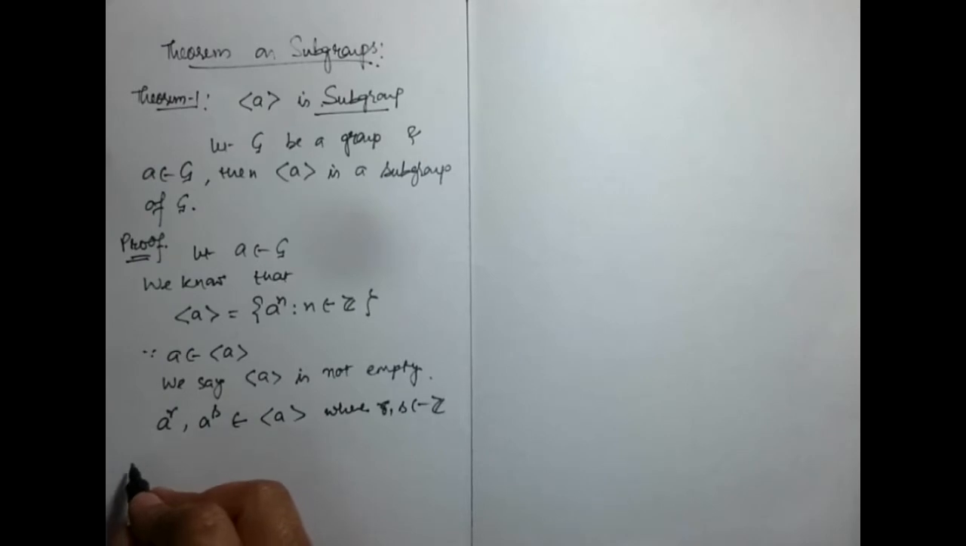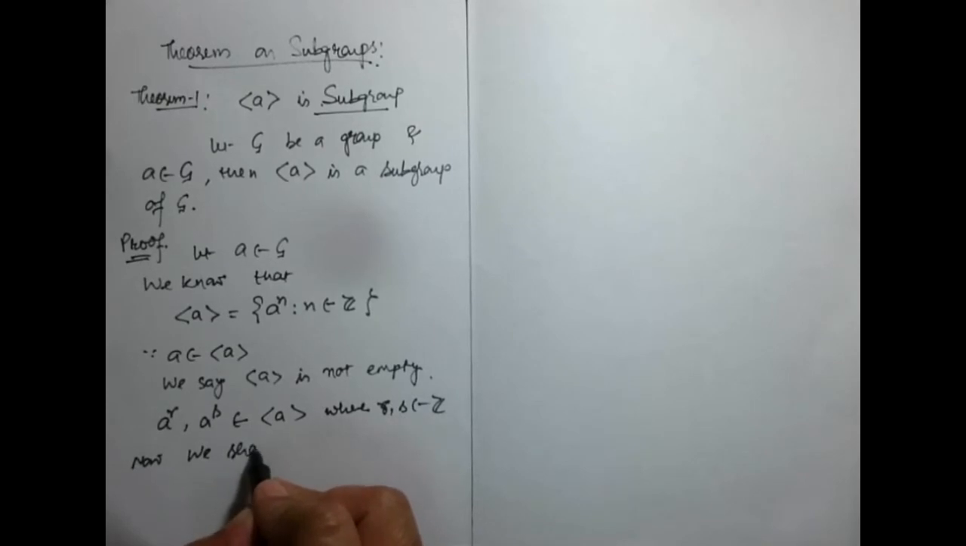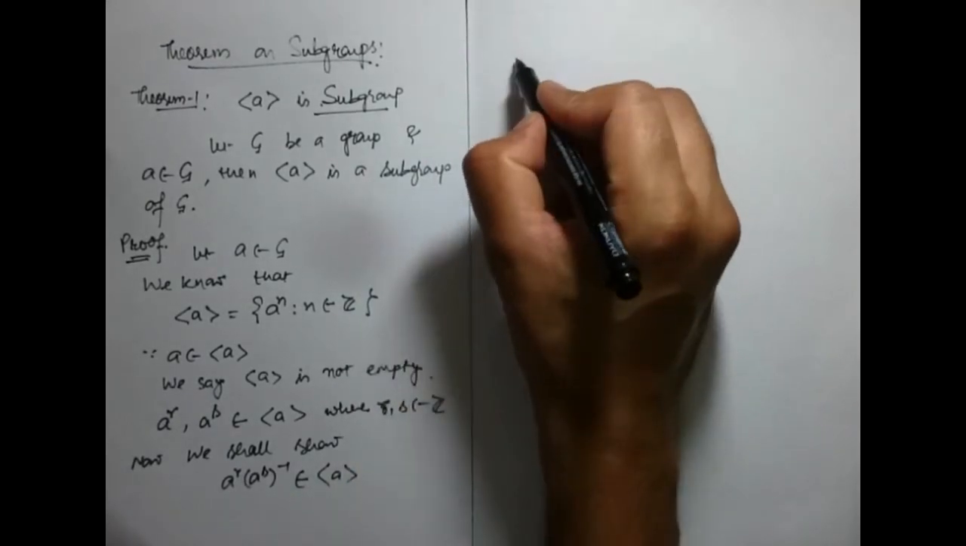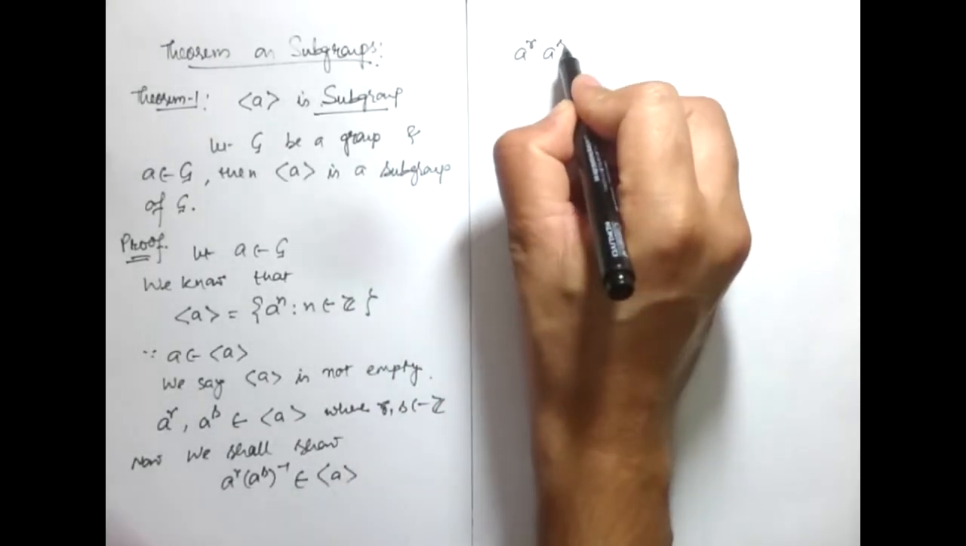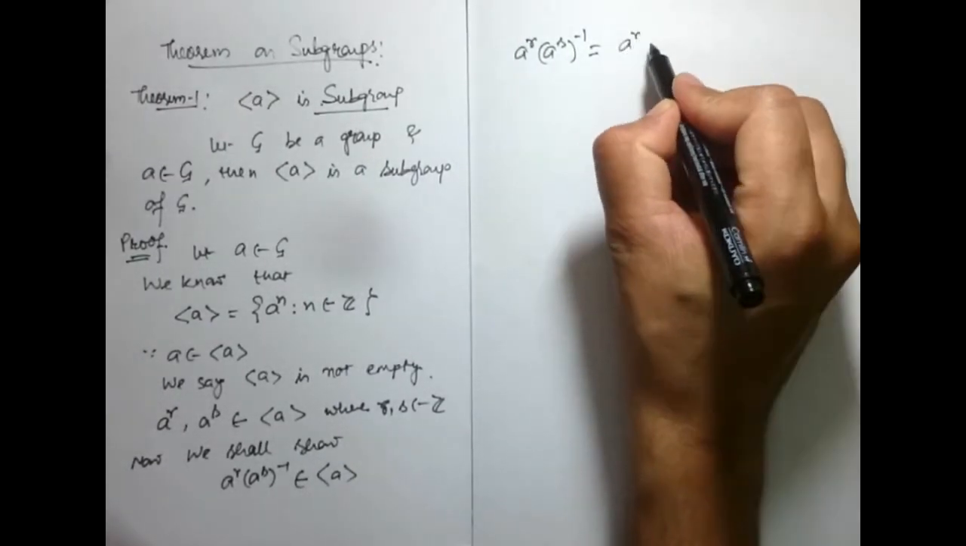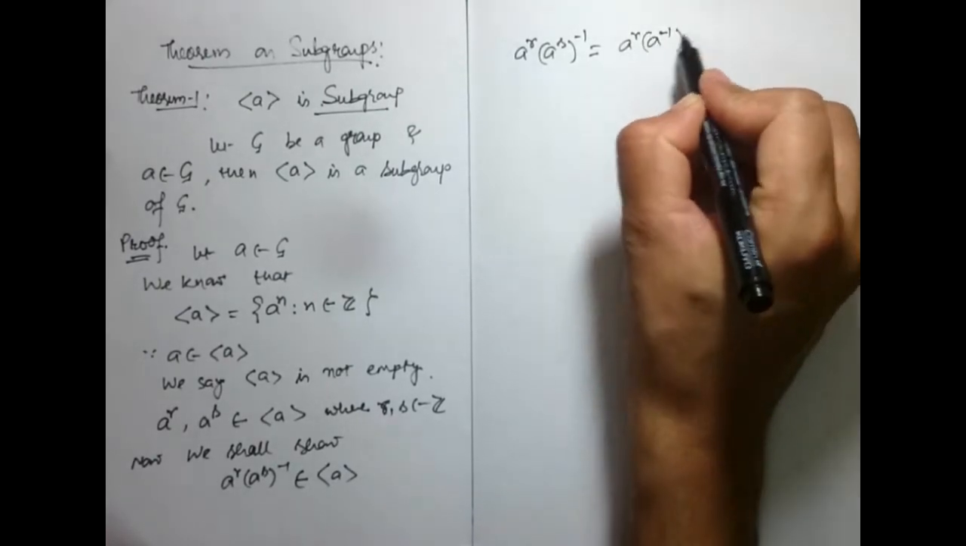Now we shall show a^r into (a^s)^-1 belongs to this set. तब ये मैं कहूँगा वन स्टेप टेस्ट से दिस इज सब ग्रुप। इसको शो करना है, that is a^r (a^s)^-1 equals a^r (a^-1)^s.